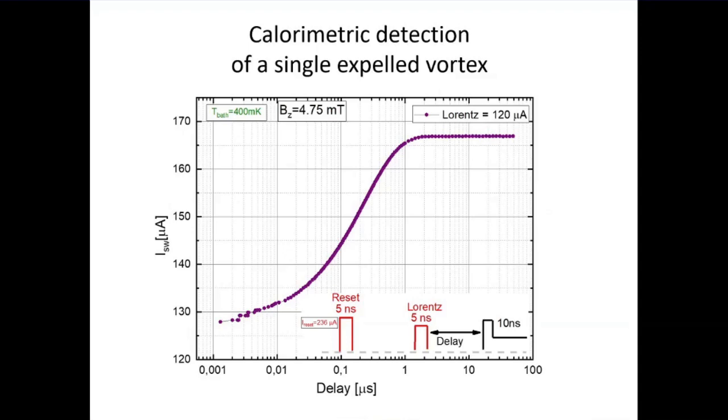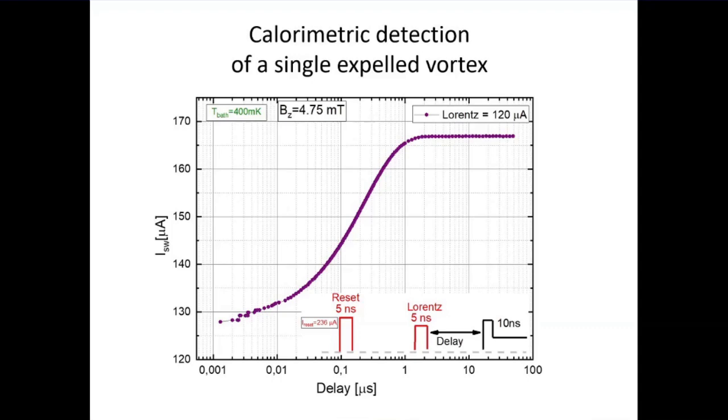Yes, so you see that here this delay sets the time lag between the testing and the expulsion. So here we have, okay, this delay. Of course, to get each of these points, I have to send 10,000 pulses. This is this probabilistic measurement. But at each delay, I measure the switching current.